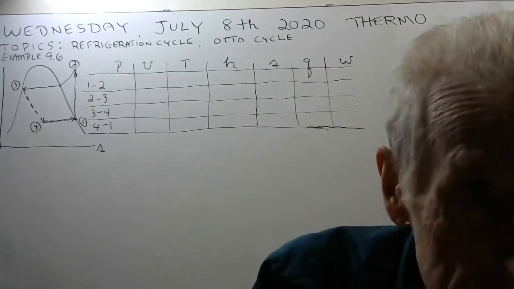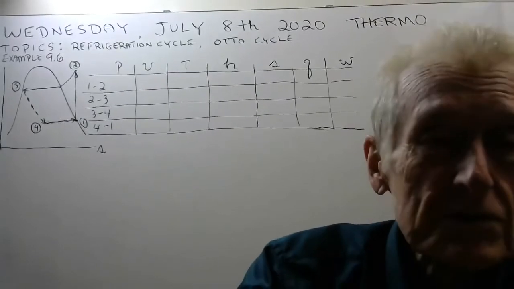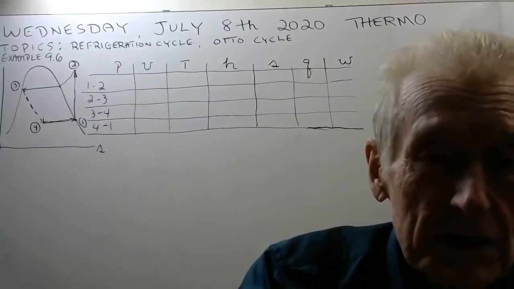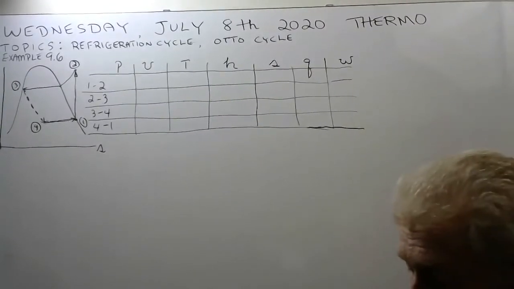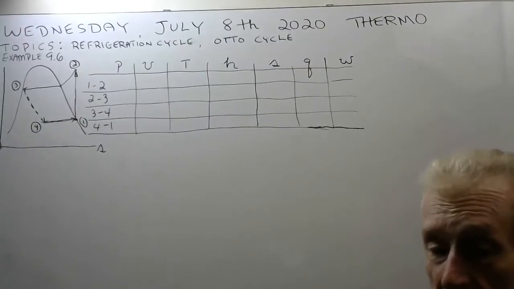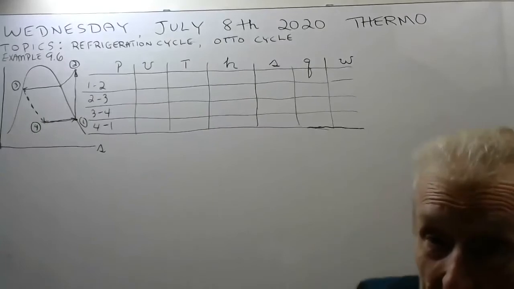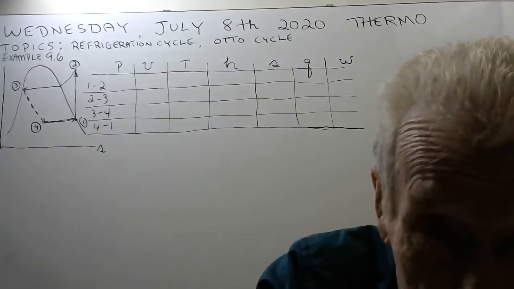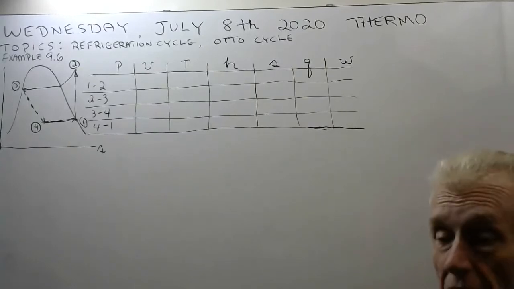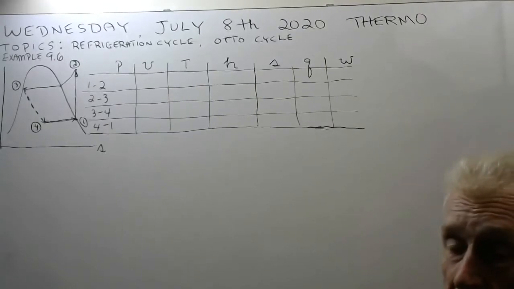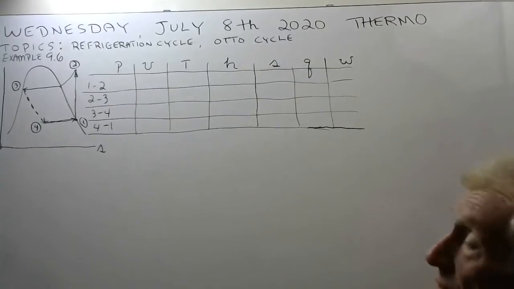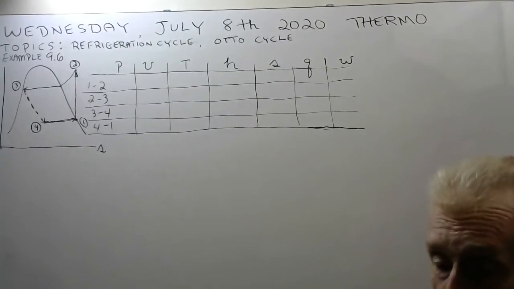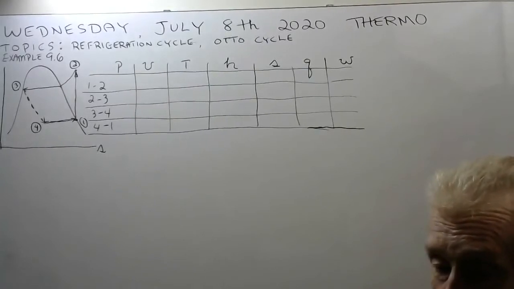Well, good morning, students. Let's see if we've got any students here. Not yet. Nobody showed up yet. Well, we still have 9 minutes. So we're waiting for some students to show up here for our thermo class. Topics today are the refrigeration cycle and the Otto cycle. We'll see what we can do with those two.